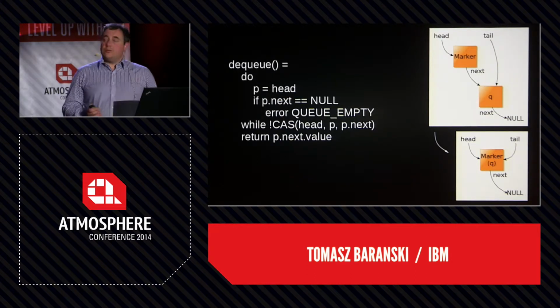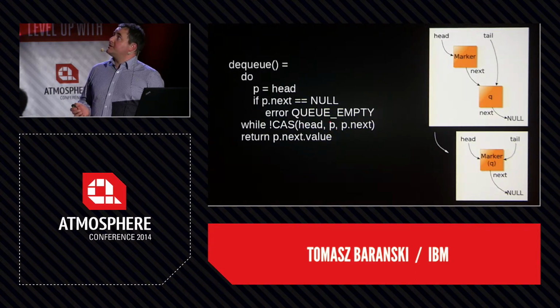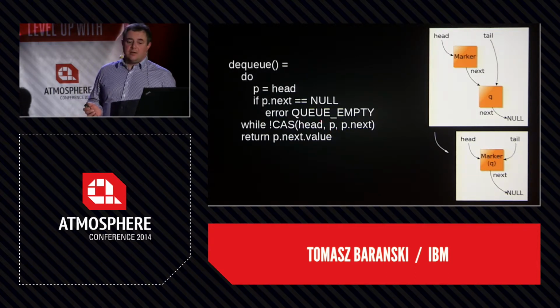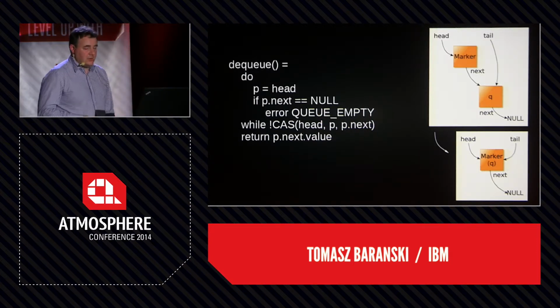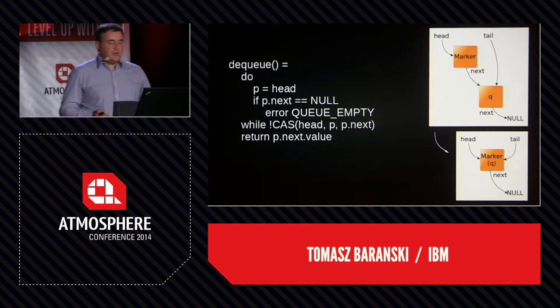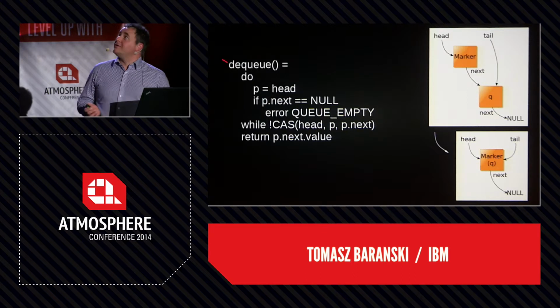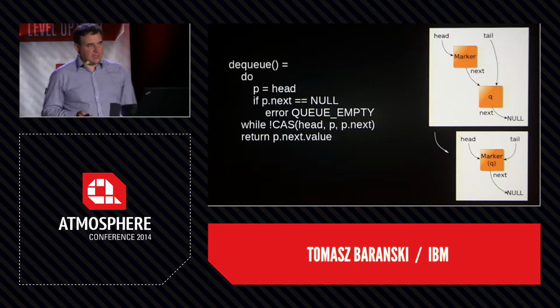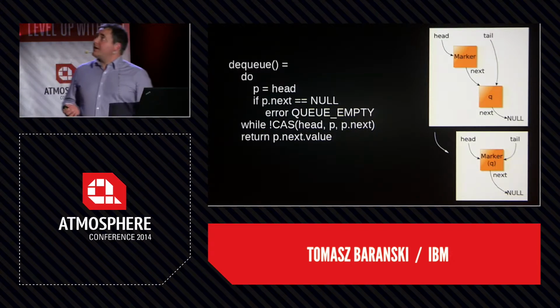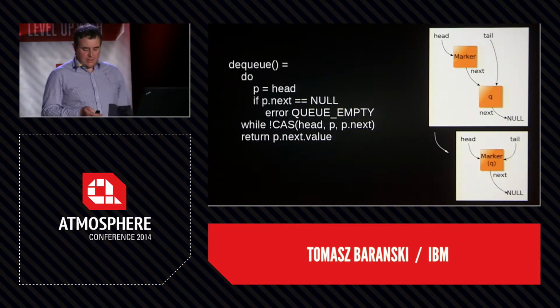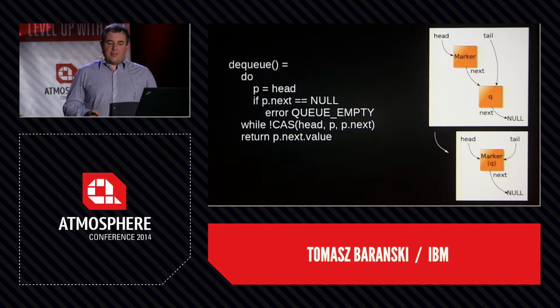We try to replace head, if it's the thing we think it is, with its subsequent element, with p next. If it doesn't succeed, that means somebody changed the queue while we were thinking about it, somewhere in that loop. So we need to do it again and again and again until I succeed or the queue is empty, and then return the value that was held in the element.